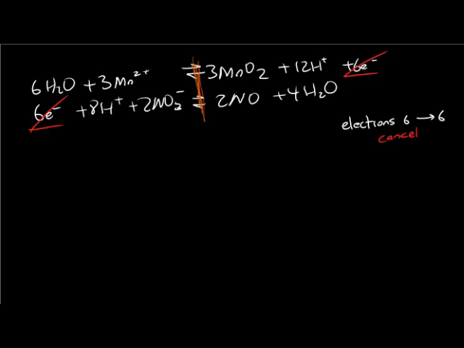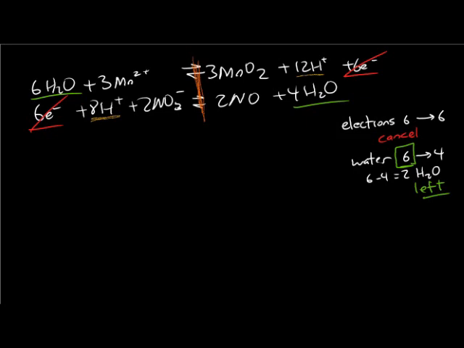Notice also we have water on the left and water on the right, but not the same amount. There are 6 waters on the left, 4 waters on the right, and that is a difference of 6 minus 4, or 2 waters. But since the left side is the one that's higher, the remaining waters will go to the left. We also have hydrogen on both sides.